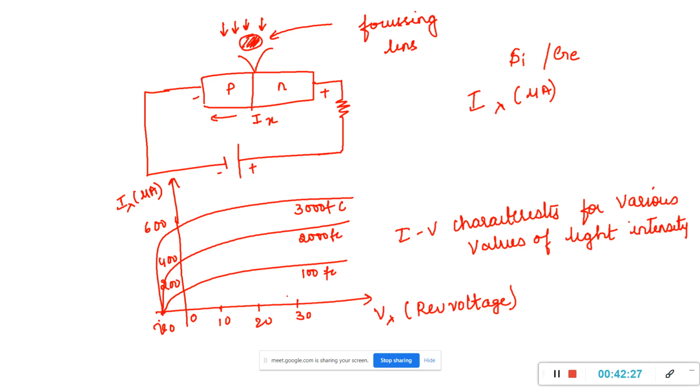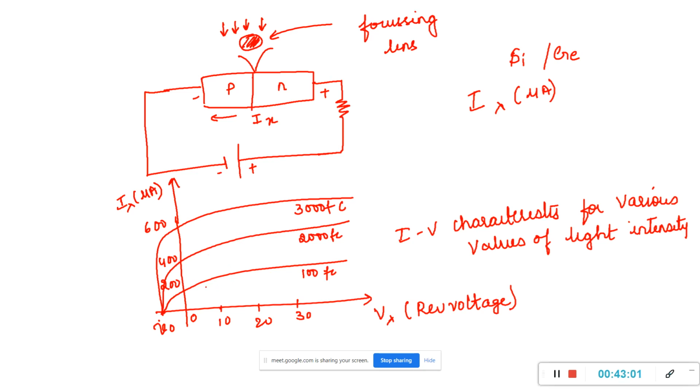So VI characteristics for various values of light, 100, 2000, 3000. There are various values of the light intensity. This is the voltage V lambda, reverse voltage. This is the I lambda, reverse saturation current measured in microamps. So here there are various values of the light intensity, with voltage in the x-axis, current in the y-axis.